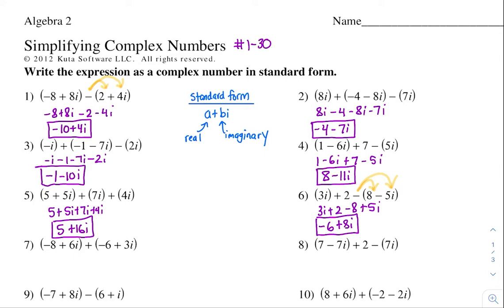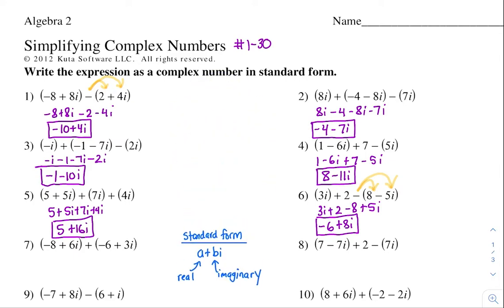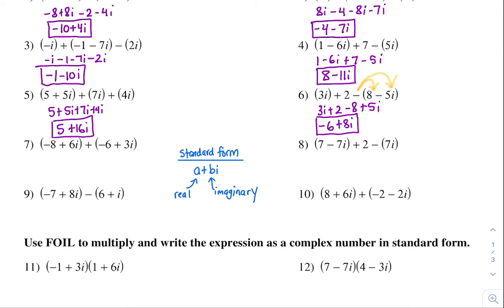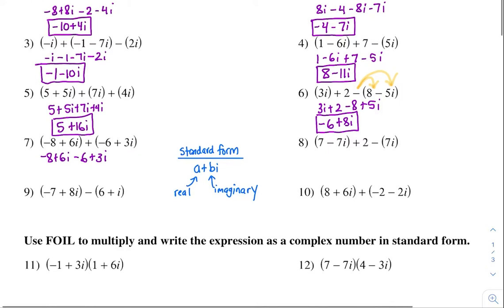Okay, I'm going to drag my standard form below. Now we have 7. So 7, I'm just going to drop my parentheses. So, standard form. Real numbers in front, so negative 8 minus 6 is negative 14. 6i plus 3i is plus 9i.